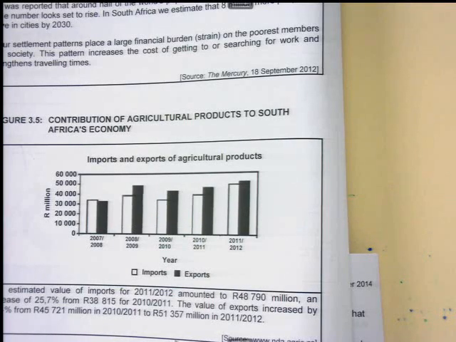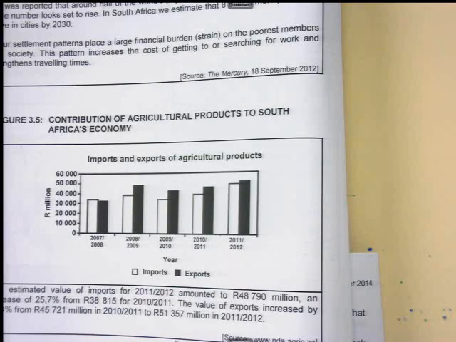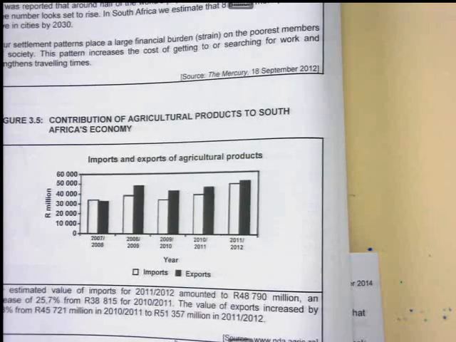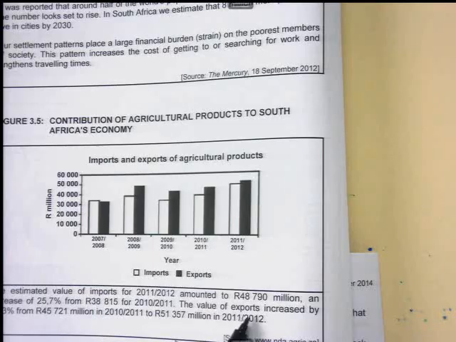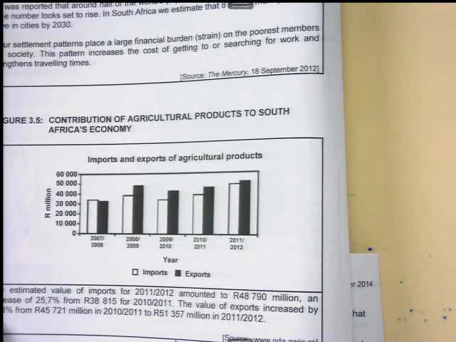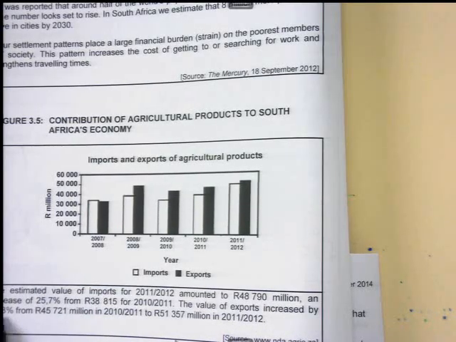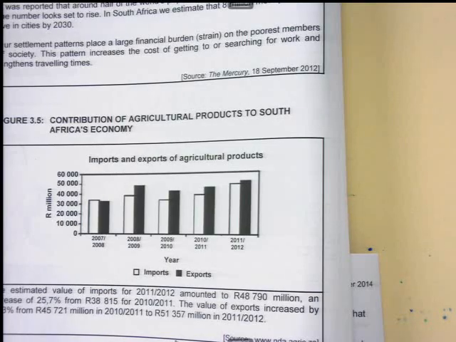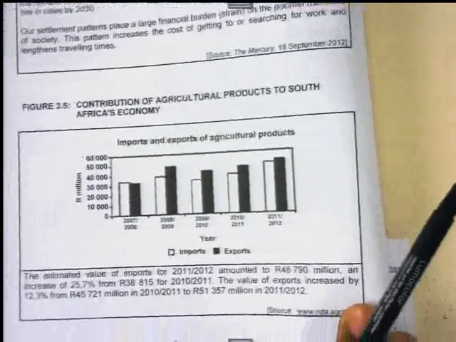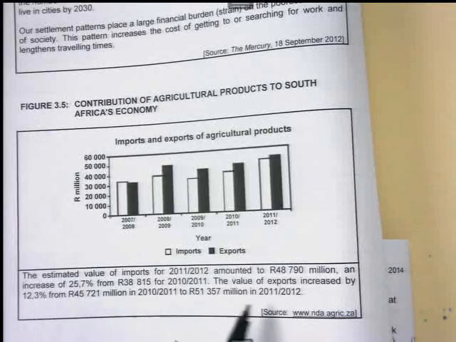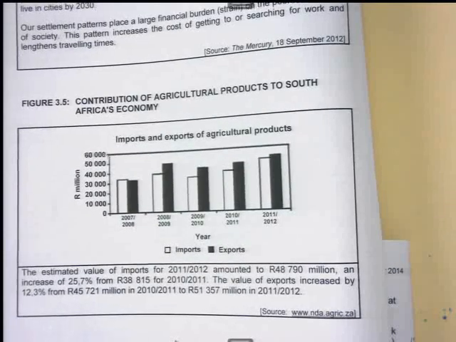352. Under which economic sector does agricultural production fall? It's obvious, it's under primary. And then by what percentage did South Africa's exports of agricultural products increase between 2010 and 2011? It is given here. The value of exports increased by 12.3%. It is just there. So if you have done your speed work, it will be easier for you just to go straight to there and you can just pick it up there.